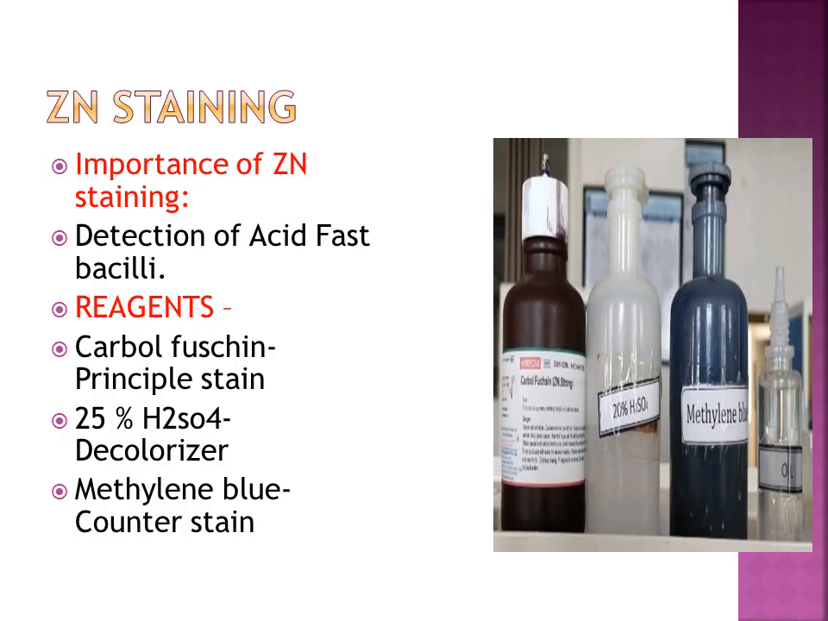Ziehl-Neelsen staining is done for detection of acid-fast bacilli. Examples: Mycobacterium tuberculosis, Mycobacterium leprae, Nocardia. The reagents used in ZN staining: the first one is carbol-fuchsin, which is the principal stain. The 25% H2SO4 is the decolorizer, and methylene blue is used as a counter stain.